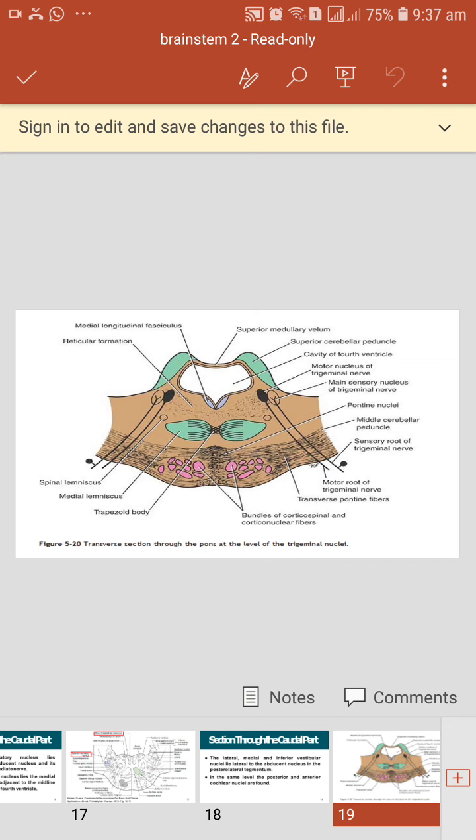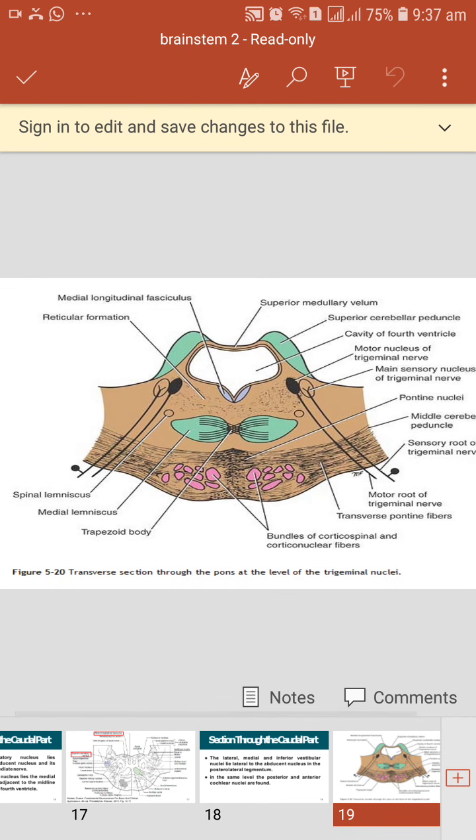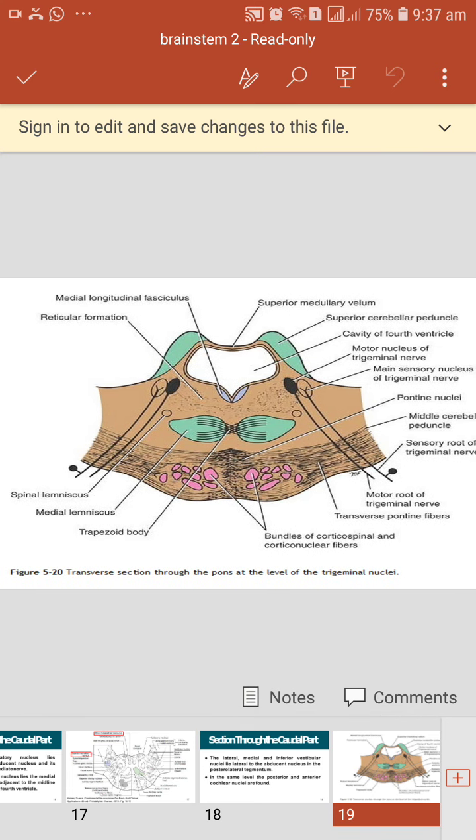Again we will discuss the gray matter and the white matter. In case of the white matter, again there are the fibers, as I told you, corticospinal, corticonuclear fibers. Also the pontine nuclei, from there the fibers arise as pontocerebellar fibers. They will reach the middle cerebellar peduncle. And you will also have the medial longitudinal fasciculus, trapezoid body, medial lemniscus. As well, you will also find here the spinal lemniscus.